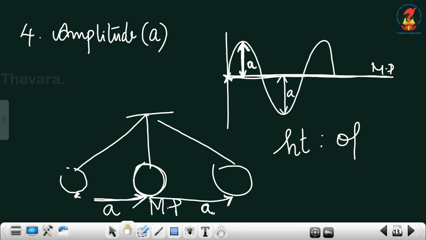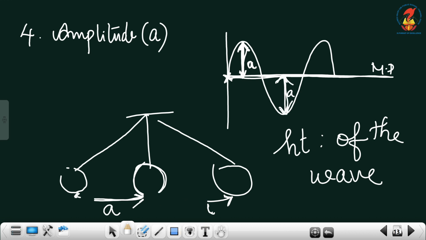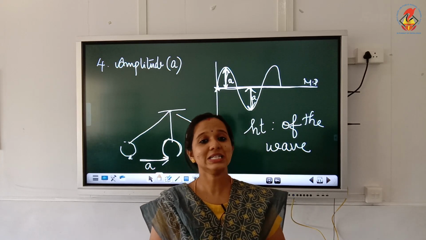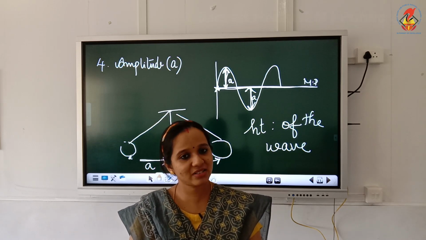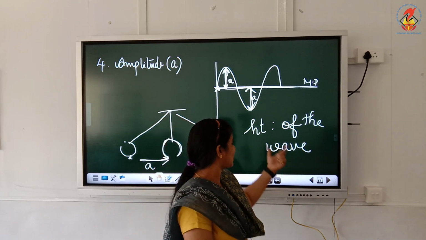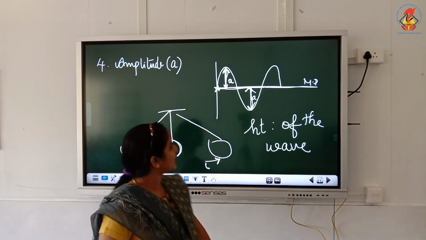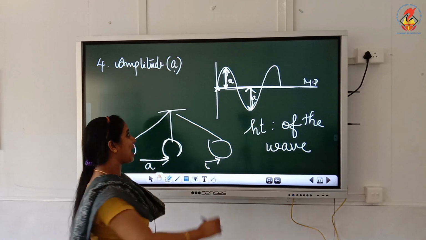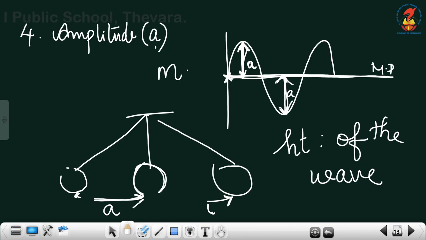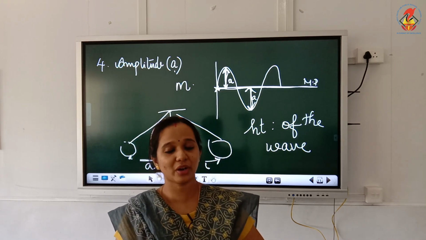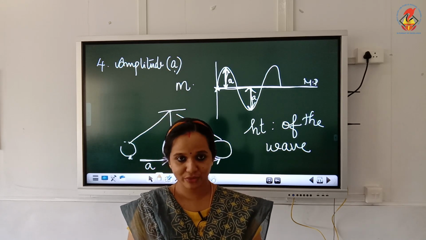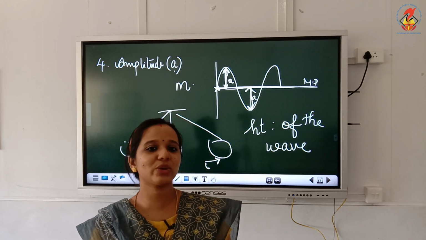we can simply call the amplitude the height of the wave. The height of the wave is called the amplitude. It is the maximum distance or maximum displacement undergone by the particle, or simply we can say that it is the height of the wave, and it is denoted by the letter A, and its SI unit is also meters. So, these are the 4 terms related to a sound wave. Hope the 4 terms are clear for everyone.